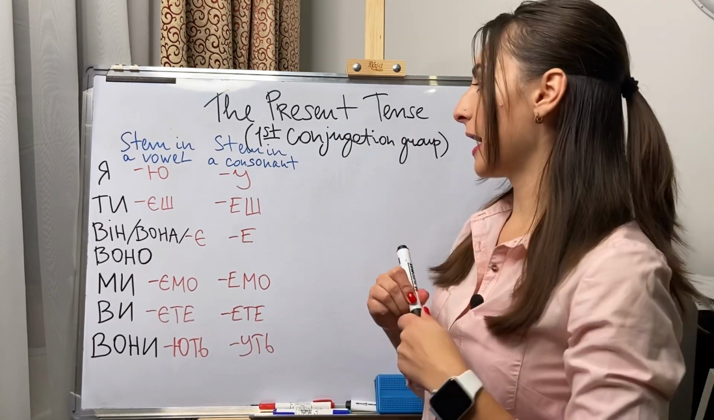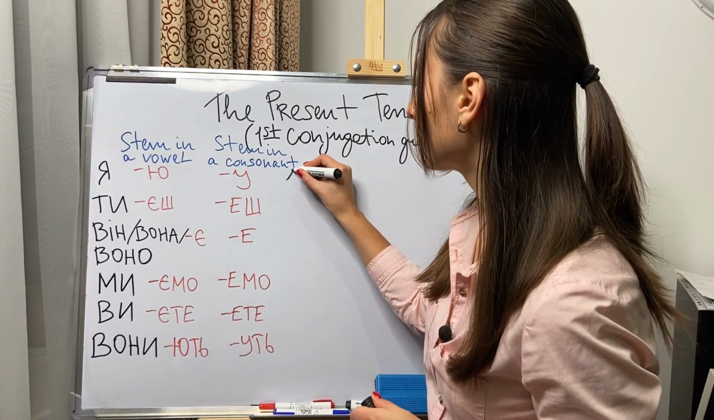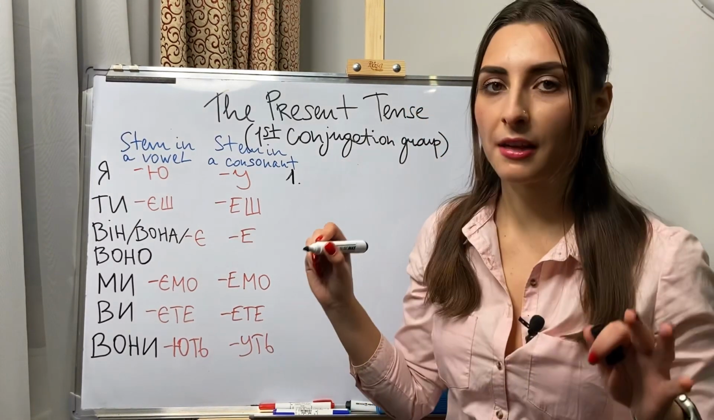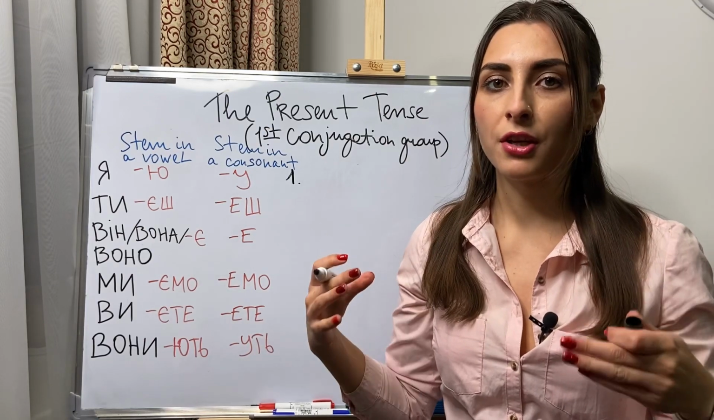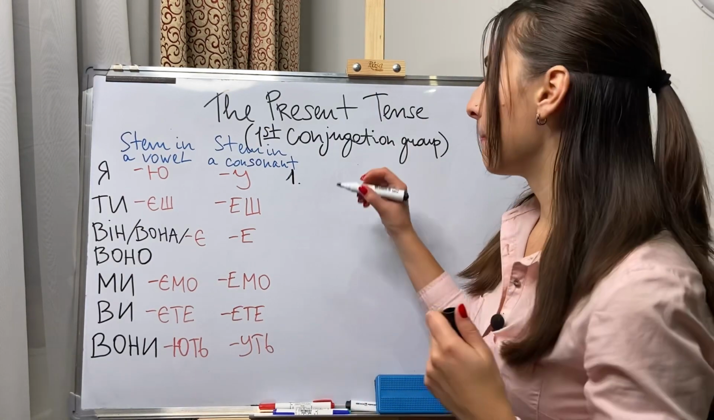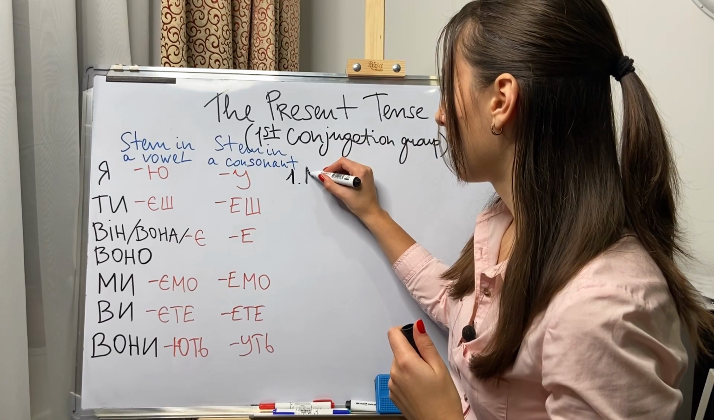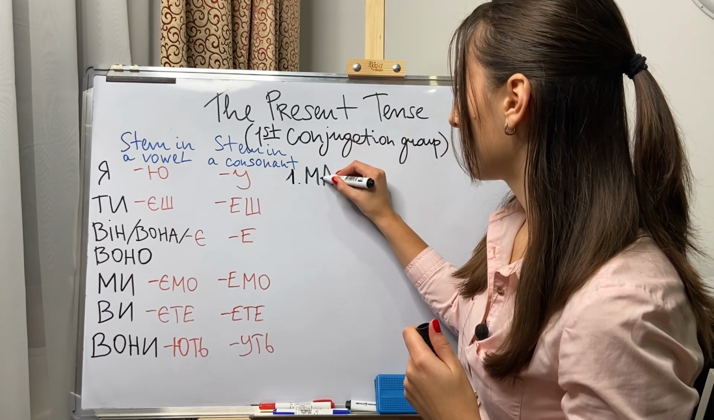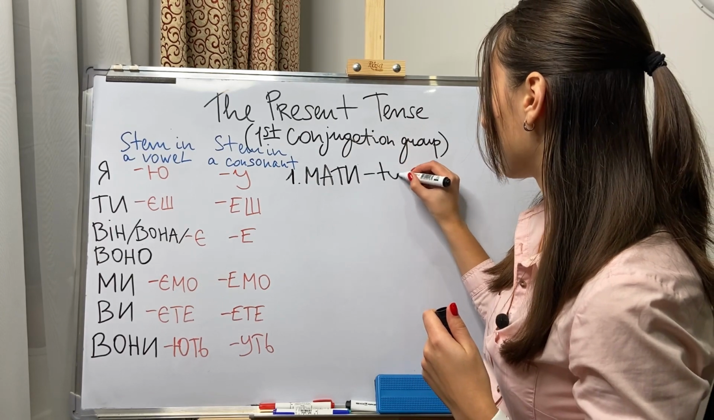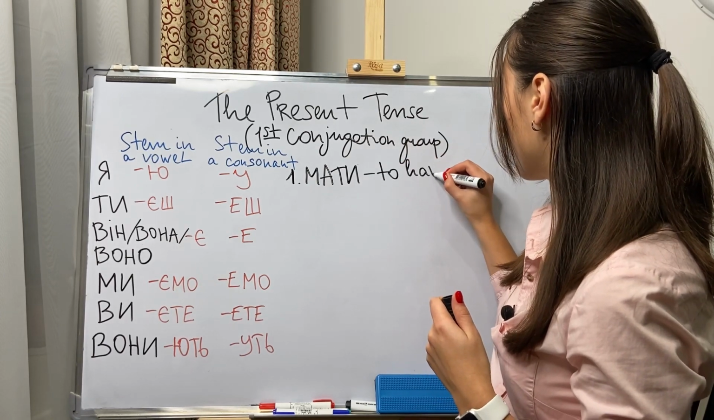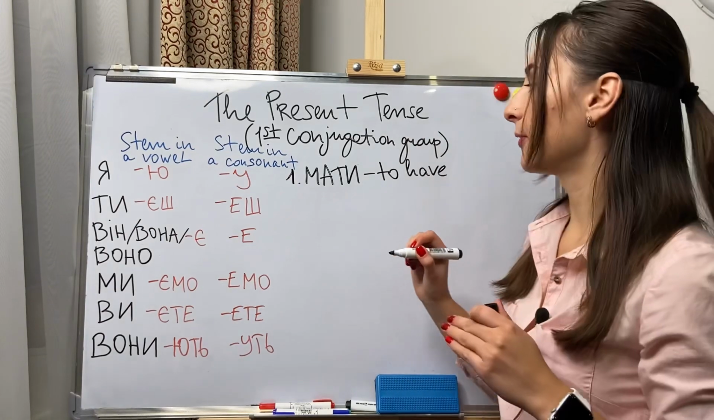So the first type that can help us to understand that this verb belongs to the first conjugation group is like the verb мати. The verb мати, it means to have. Мати, it means to have.